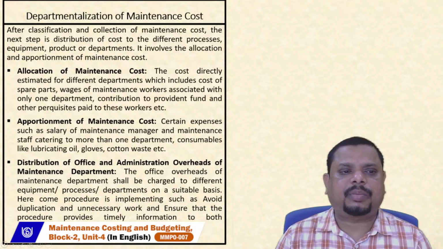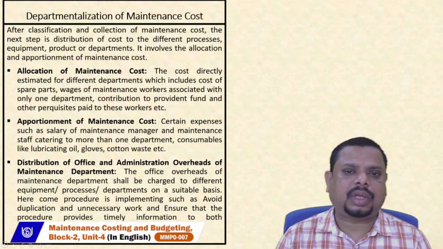So these are the departmentalization of maintenance cost. To review, the first one is allocation of maintenance cost. The next one is absorption of maintenance cost. The last one is distribution of office and administrative overhead of the maintenance department.